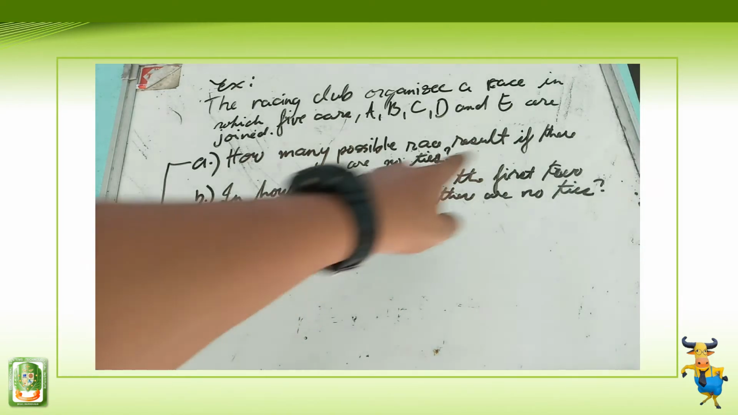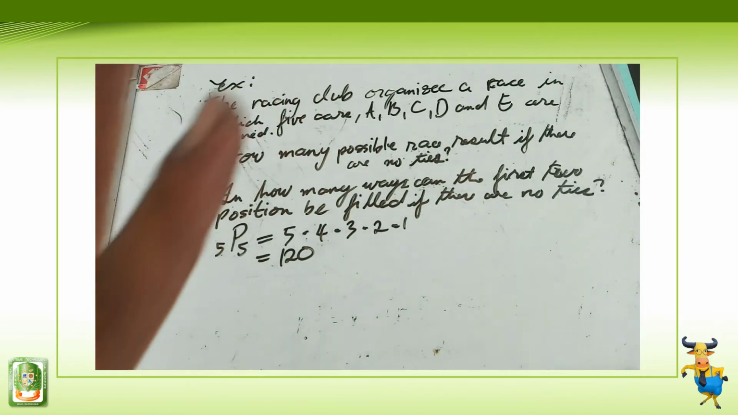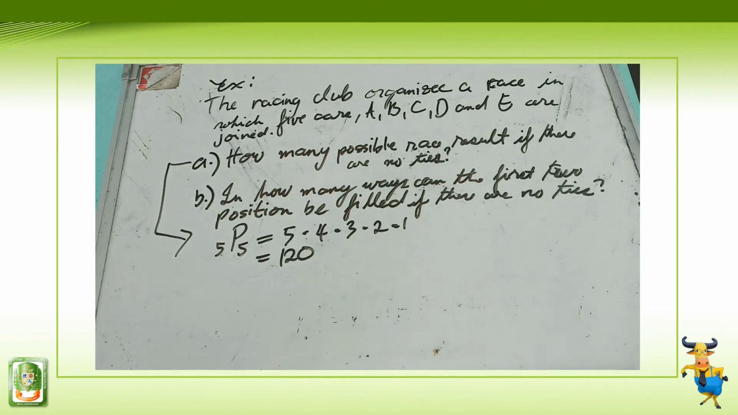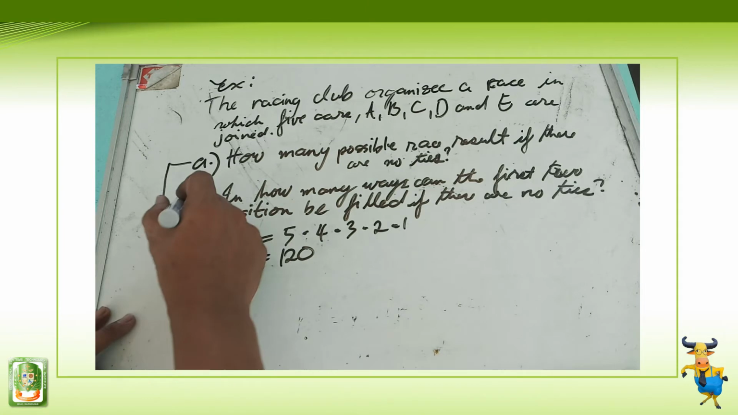So, possible race results if there are no ties. So, 5 sila. Siyempre, sa position na yun, mayroon silang 5 pwedeng maging first. Hindi pwede mangyari halimbawa na si A at si B ay nagtie. So, sa lima sa kanila, mayroong 120 na position na walang ties.